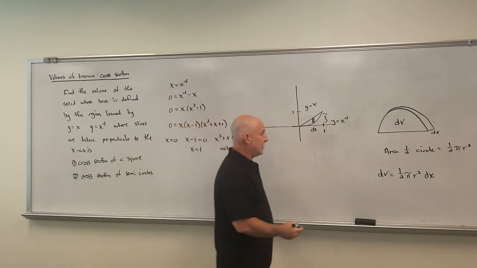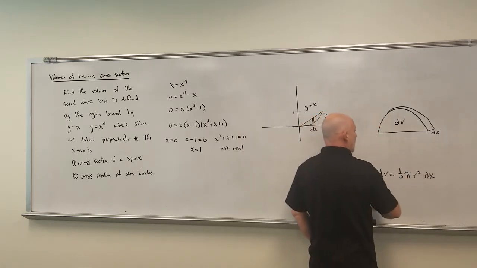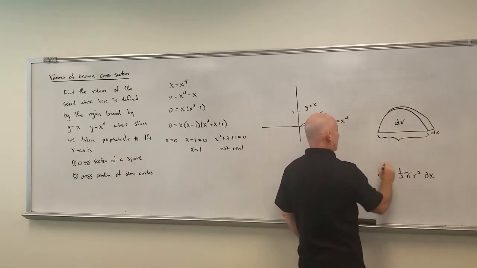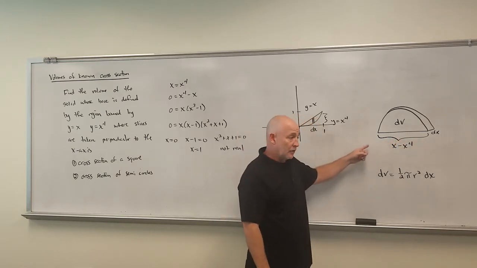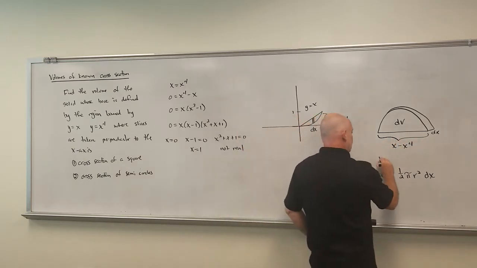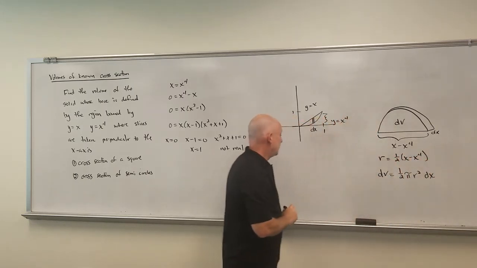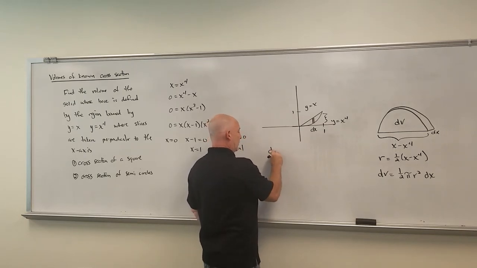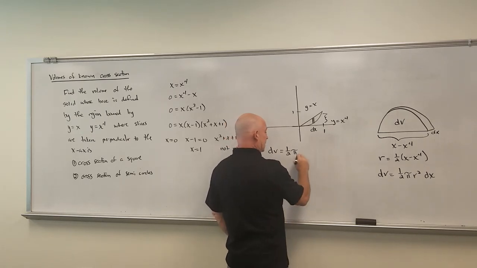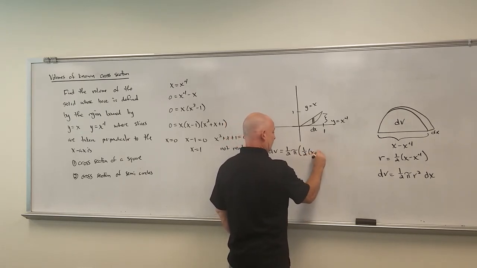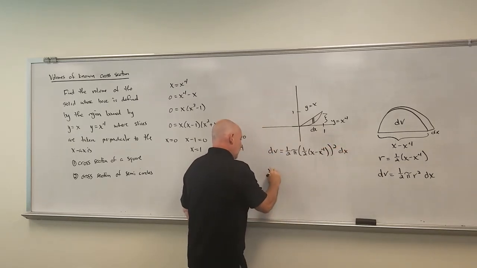Now, this is a little tricky. We just saw a second ago that all the way across there was x minus x to the fourth. Well, technically that would be the diameter of that circle, so the radius would be 1/2 of that. Okay, so again, we're basically done now. A small piece of the volume would be 1/2 pi times the radius, which is 1/2 x minus x to the fourth, squared dx.